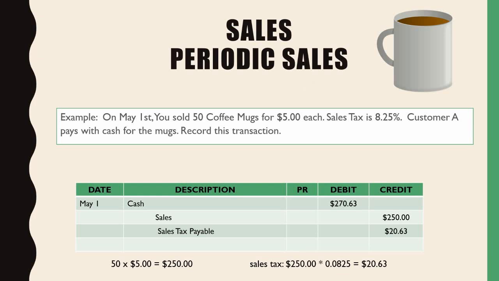In this case, you always round up when it comes to the government. Okay. So there it is. We take $250, we multiply it by the 8.25%, and you should get $20.63. So that means in grand total, you should be receiving from customer A a total of $270.63. In grand total. But you've only earned $250. The other remaining amount is what you owe the government. Okay?